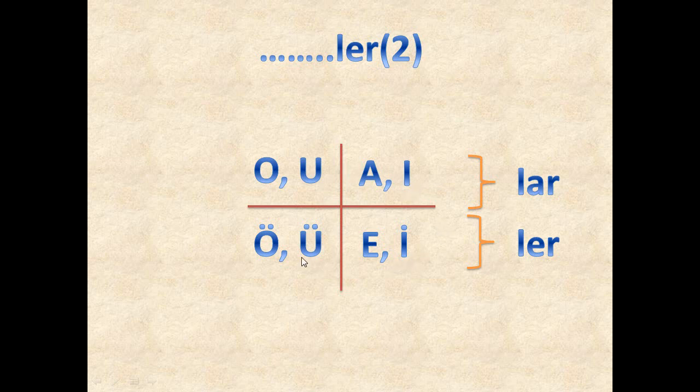For the words that have the sound ö, ü, e, and i, we are going to use the suffix ler to make the word plural. So if at the last syllable of the word we have one of these four vowels, the suffix ler will help us to make the word into plural form. Okay, let's go through the examples and see how this works.